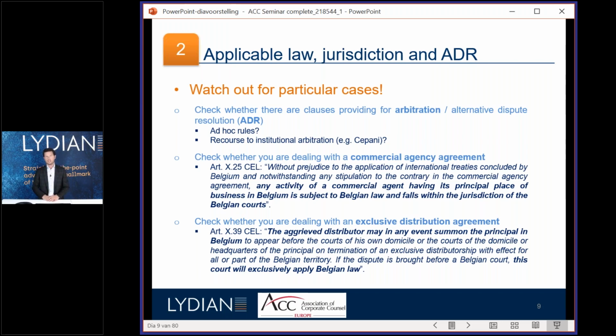So you have to check whether you're having recourse to an institutional arbitration, like in Belgium we have CEPANI, which is an official arbitration institution. ICC you also have, of course, on an international level, but these have their own rules.